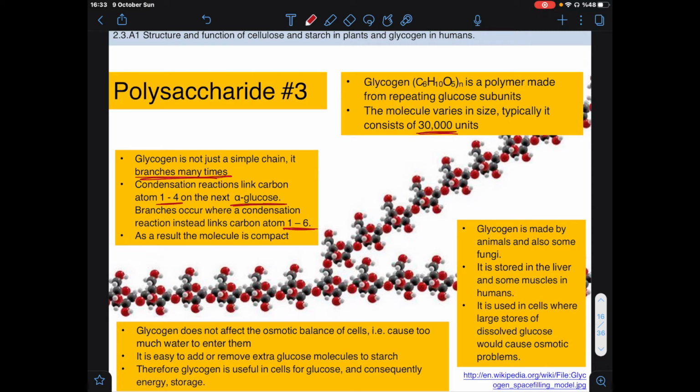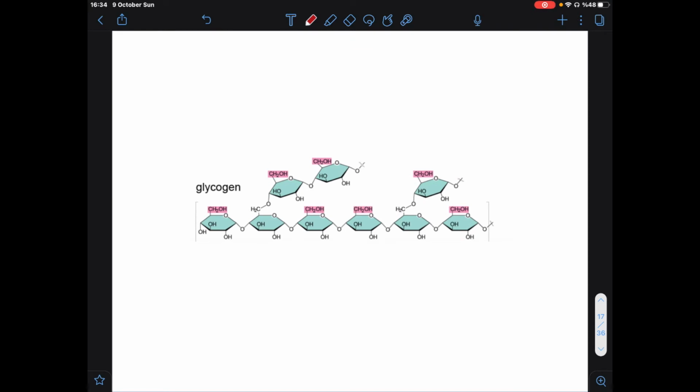So the main function of glycogen is it is the storage of glucose in animal cells. So it's stored in the liver and some muscles in humans. And glycogen is a useful energy resource. It's a fast energy resource for animals. And this is the structure of it, as I said.